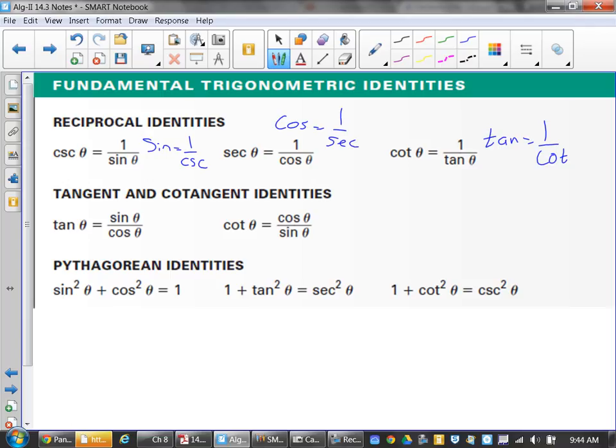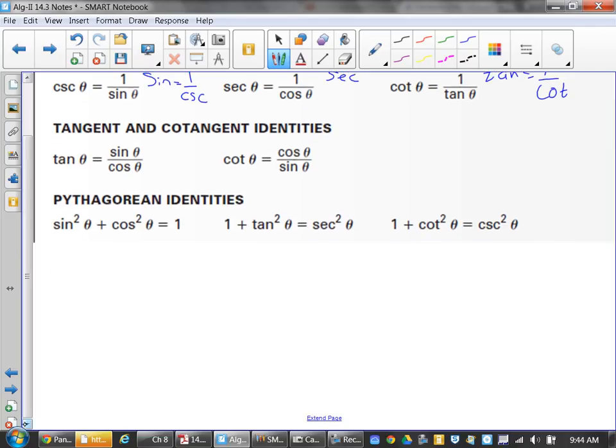Okay. Tangent, obviously, is sine over cosine. Cotangent is cosine over sine. We knew that. What's going to be new are your Pythagorean identities.